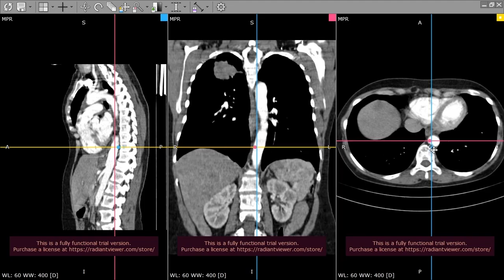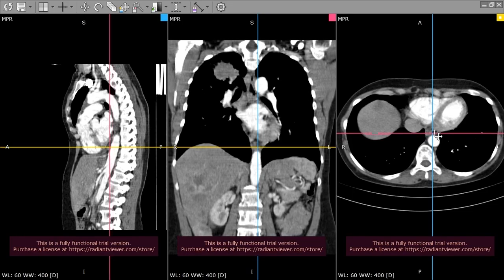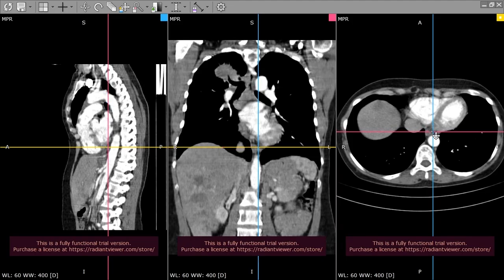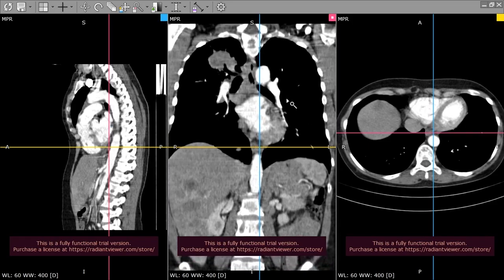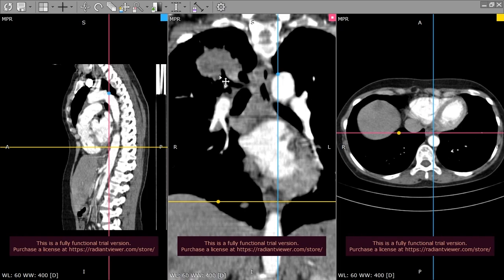Let's see the exact location of such a lesion. In the coronal section, it is apparently occupying the apical segment of the right upper lobe. You can see its direct extension towards the hilar region. Also here you can see this amputation of the apical segment's bronchial division.